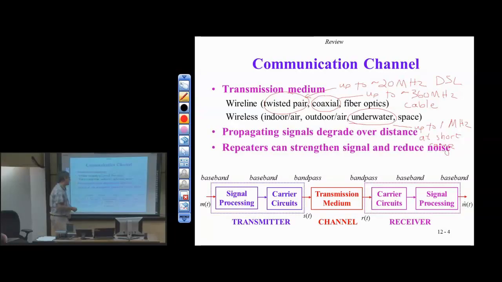What is common is that propagating signals in all these cases are going to degrade with distance. Now, the amount of degradation or loss varies with the medium, for example. The loss is pretty severe underwater. What about space? For space, I don't know it offhand. I know that there's a GPS band at one point. There are a number of GPS bands, one's at 1.5 gigahertz, 1.9 gigahertz. That's from satellite to ground. For deep space, I don't know the frequencies.